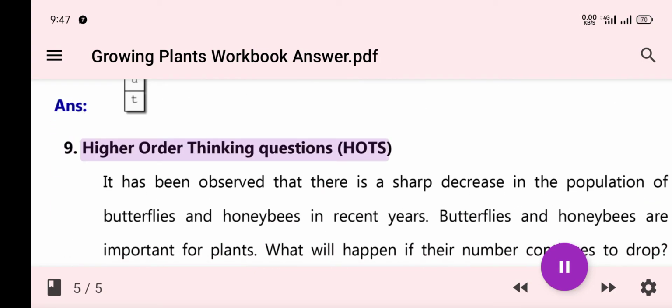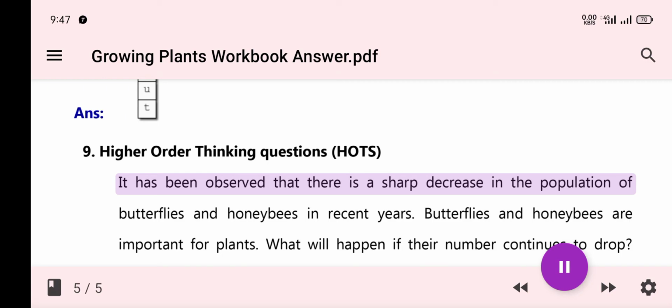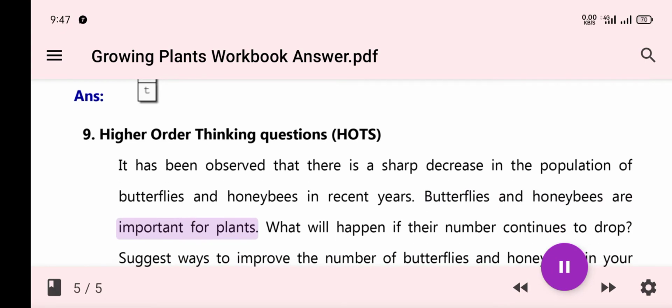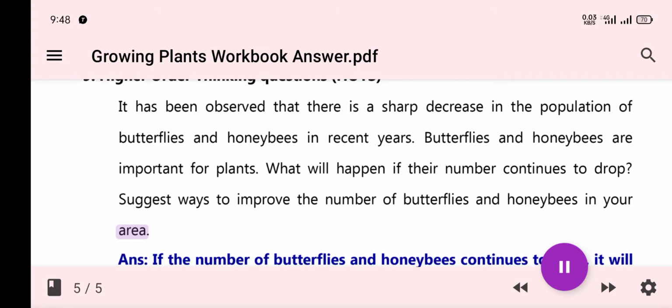9. Higher order thinking questions. HOTS. It has been observed that there is a sharp decrease in the population of butterflies and honeybees in recent years. Butterflies and honeybees are important for plants. What will happen if their number continues to drop? Suggest ways to improve the number of butterflies and honeybees in your area.